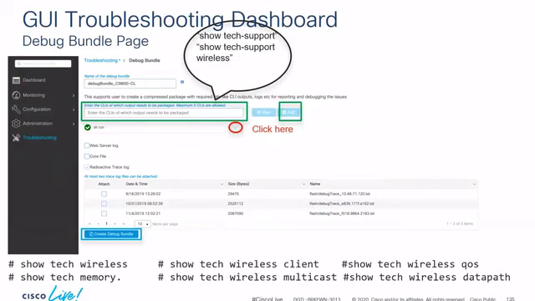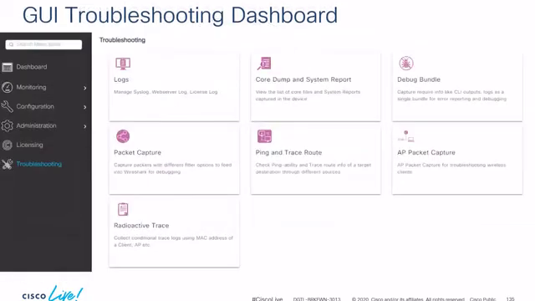Show tech support wireless is probably the most commonly used in the wireless space, but there's also other feature-specific show techs that are available for use, like show tech wireless QoS or show tech memory or show tech wireless multicast. So instead of collecting 10 different outputs, look for a show tech output that might be beneficial as a macro to collect multiple outputs. And if one doesn't exist, let us know.